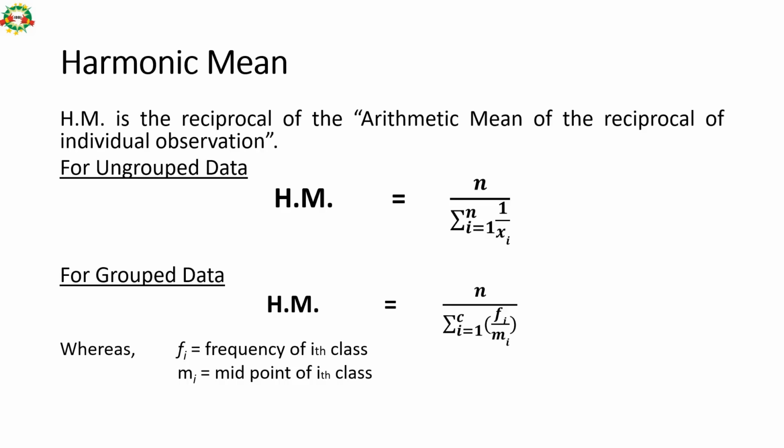And the fourth mean is harmonic mean or HM. It is nothing but the reciprocal of the arithmetic mean of individual observations. So there are two formulas again. For ungrouped data, HM is n divided by this formula. And for grouped data, this is the formula, where in this second formula, Fi is the frequency of the ith class and Mi is the midpoint of the ith class. Let us see the application of HM with an example.